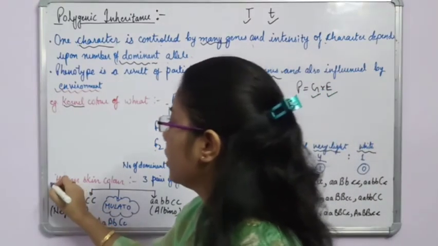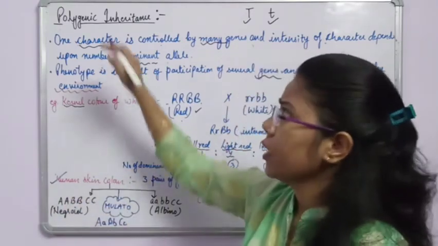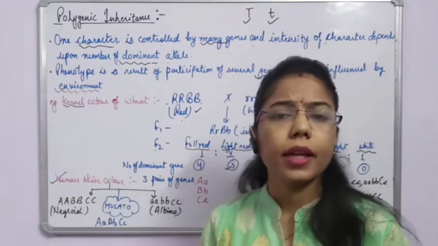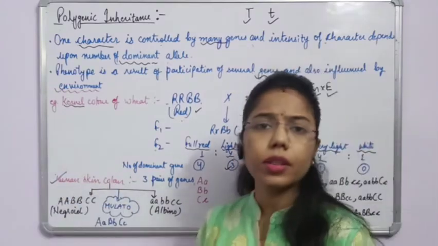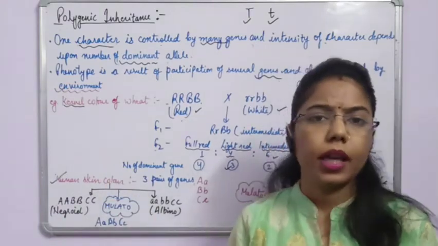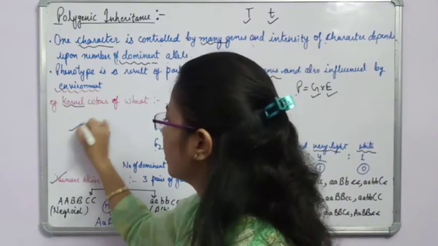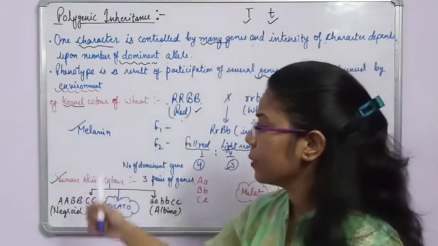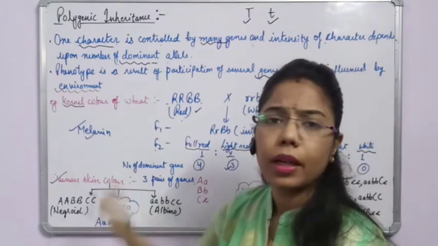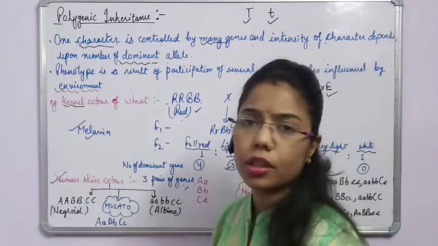Okay, another example, that is human skin color. Okay, so here whenever we are talking about an example of polygenic, it means that it would be controlled by many genes. So the color of the skin is governed by some pigment, and that pigment is known as what? Melanin pigment. Memorize this one. So this melanin pigment is responsible for giving color to our skin. Now this melanin pigment is composed of 3 pairs of genes, or we can say this melanin production is due to what?